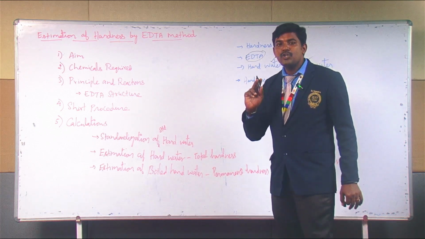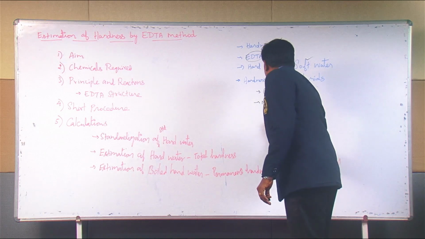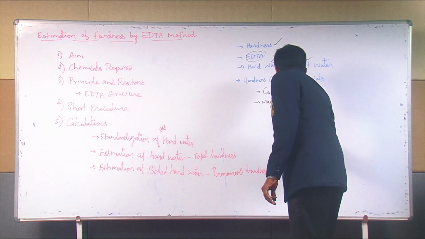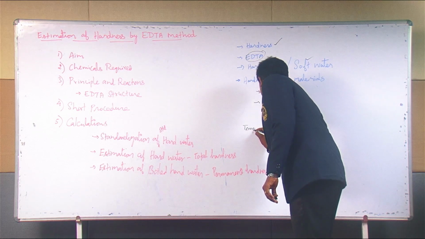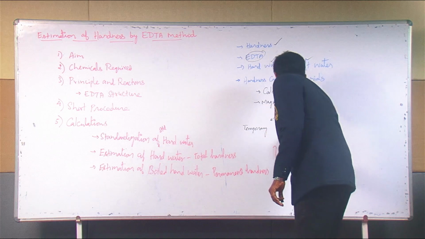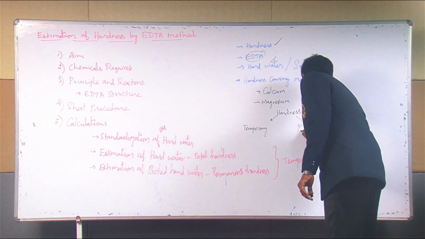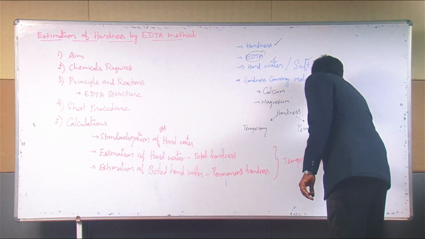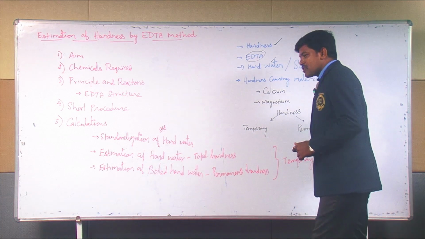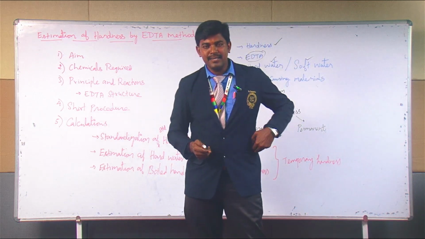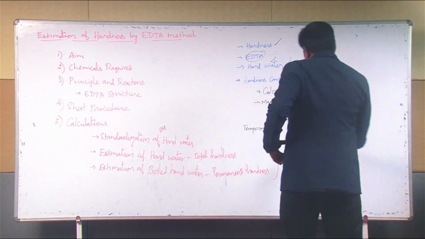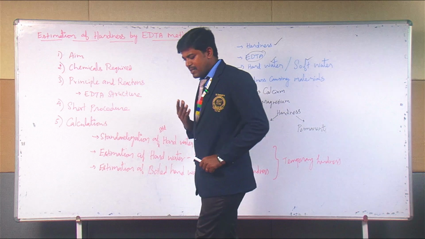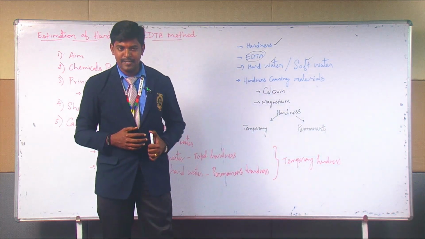The hardness is of two types: temporary hardness and permanent hardness. The name itself contains the meaning. What is temporary hardness and what is permanent hardness?